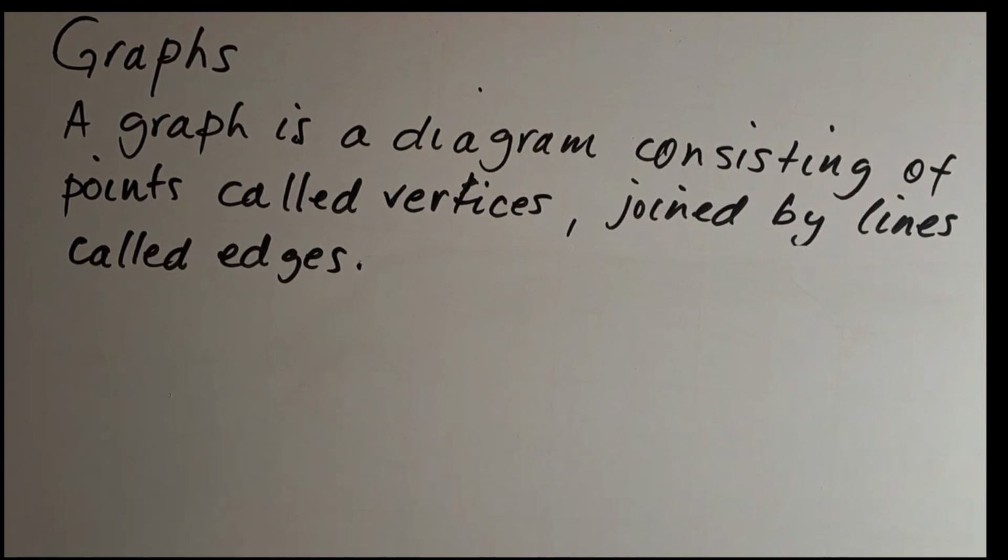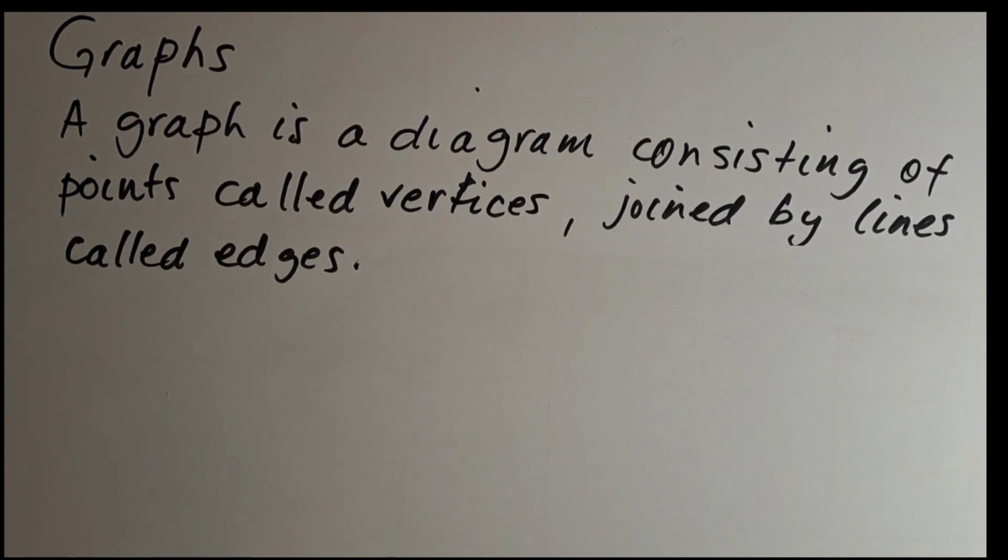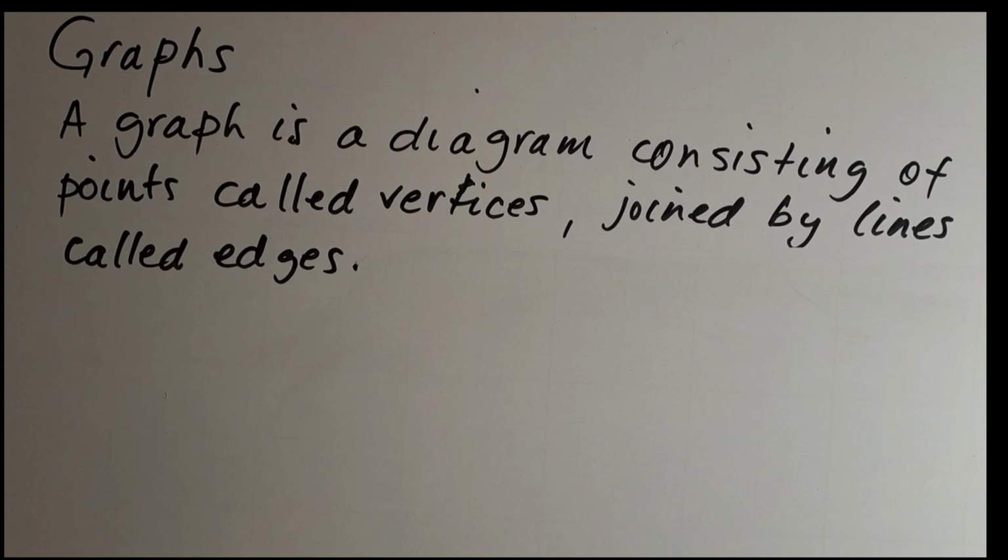Today I'd like to introduce you to a concept of a graph somewhat different from what you might have studied at school, which is a two-dimensional graph with an x and a y-axis. Here's the definition. A graph is a diagram consisting of points called vertices joined by lines called edges, and each edge connects exactly two vertices.